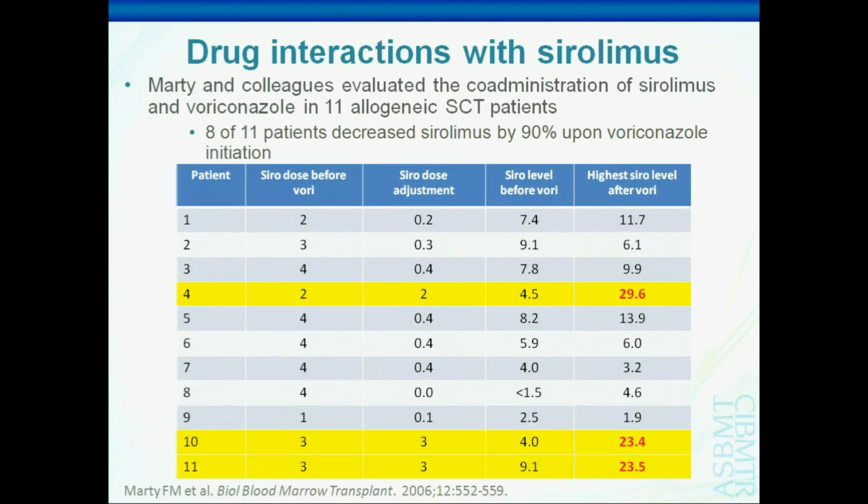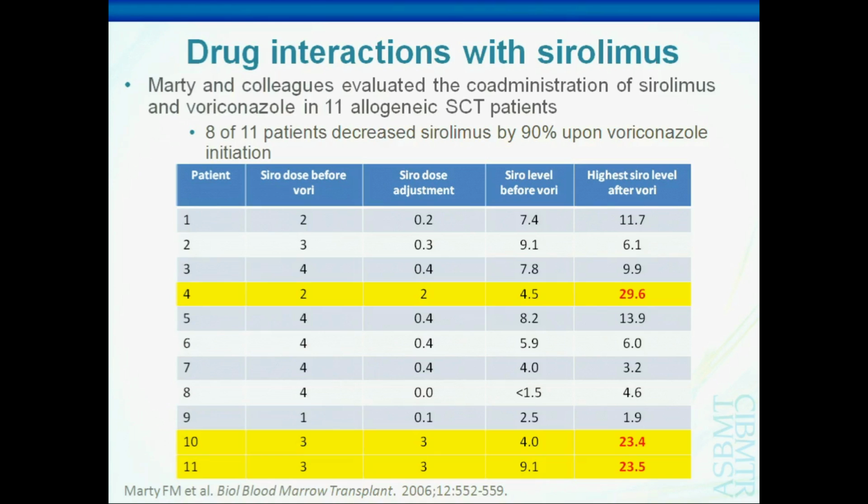Looking at sirolimus and drug interaction with voriconazole, Marty and colleagues evaluated the co-administration of sirolimus and voriconazole in 11 allogeneic transplant patients. 8 of the 11 patients decreased their sirolimus by 90% prior to voriconazole initiation. And those 8 patients are those not listed in yellow. As you can see, the sirolimus dose before vori, for example, was 2.